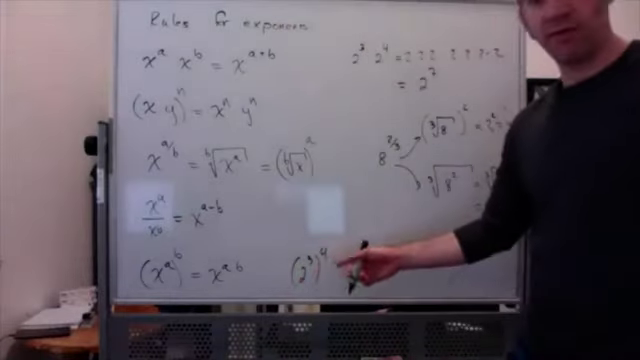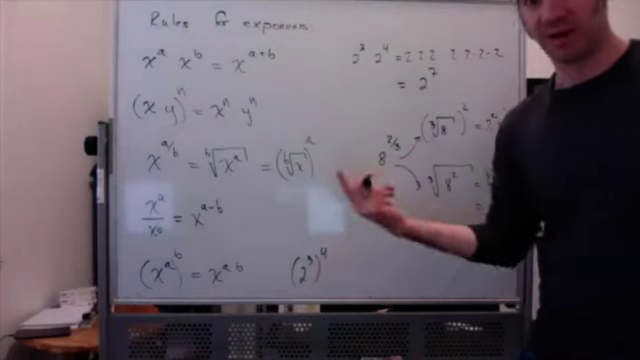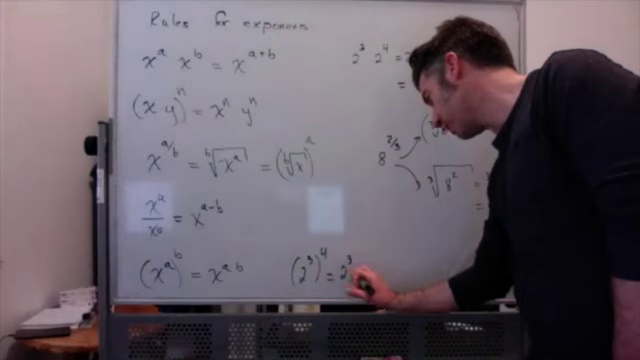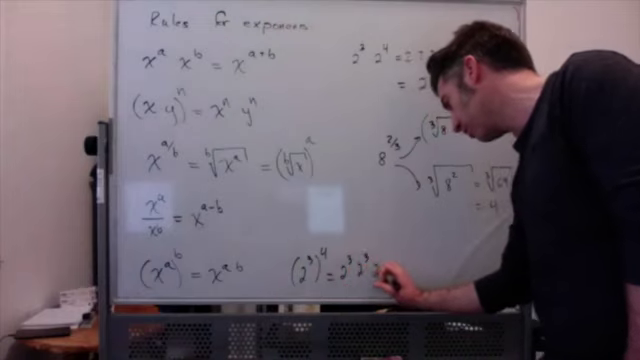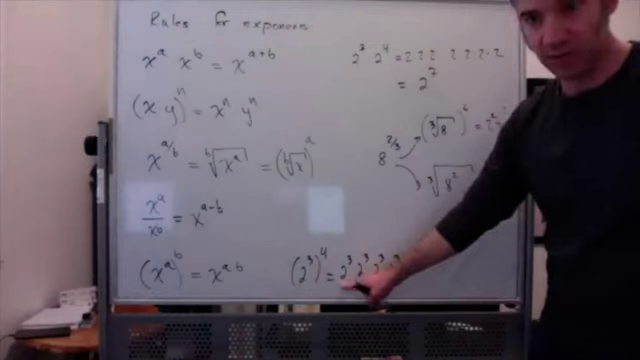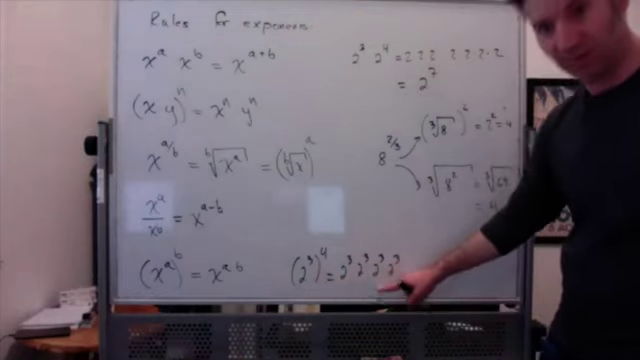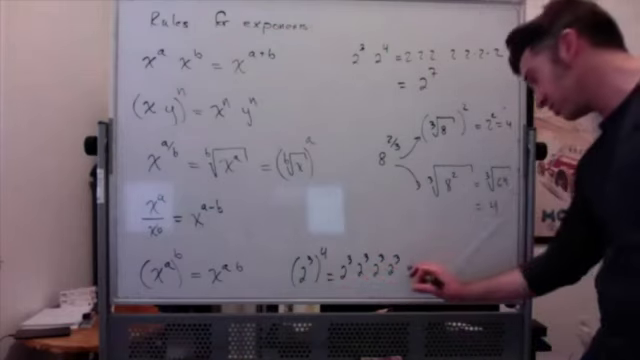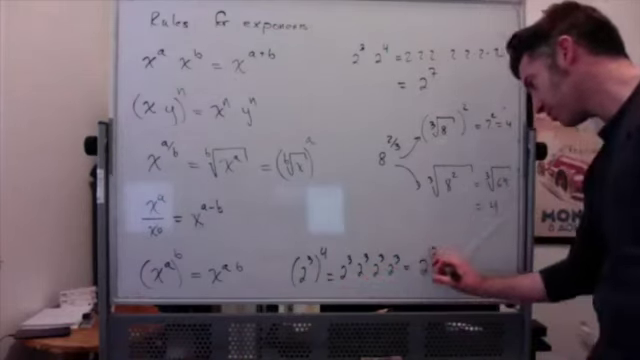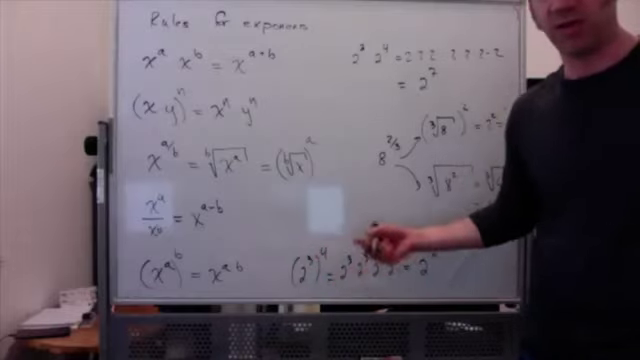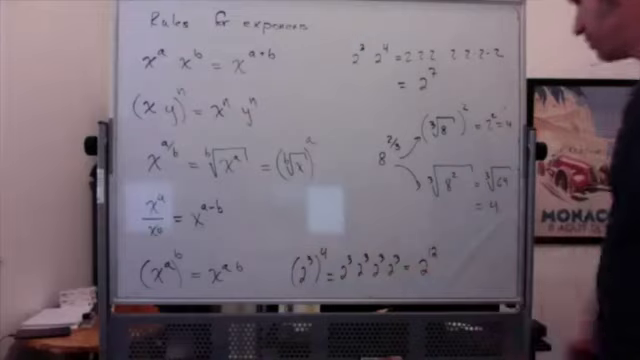2 to the third to the fourth means 2 to the third times itself 4 times. So that would be 2 to the third times 2 to the third times 2 to the third times 2 to the third. But that's 2 times 2 times 2, that's 2 times 2 times 2, that's 2 times 2, right? That's 3 twos, 3 twos, 3 twos, 3 twos. That's 12 twos. But that's just what you get when you multiply the powers together and get 2 to the 3 times 4, which is 2 to the 12th.